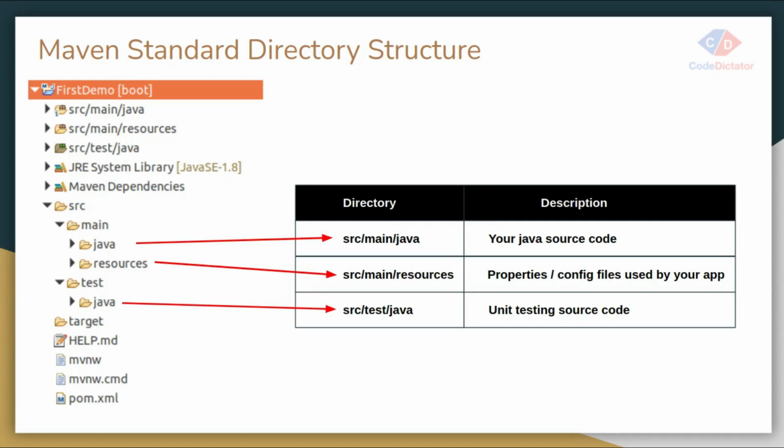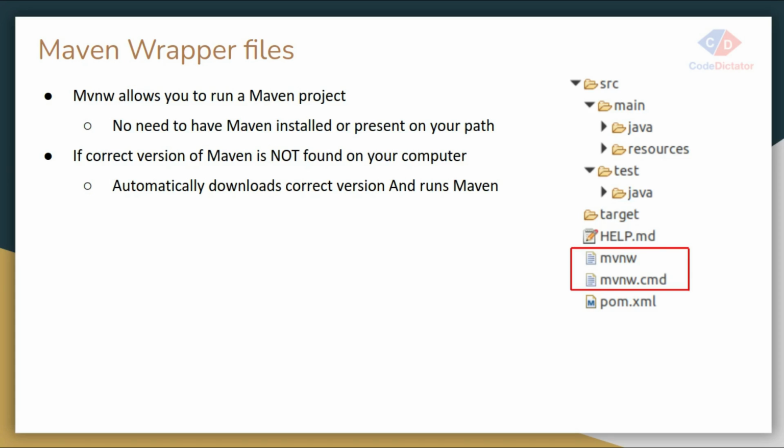And when we created the application, if you notice, we have two extra files, that is mvnw and mvnw.cmd. Those are basically your Maven wrapper files. So what exactly are those wrapper files? mvnw allows you to run your Maven project. There is no need to install Maven, or if it is not present on your build path, you can still run your Spring Boot application.